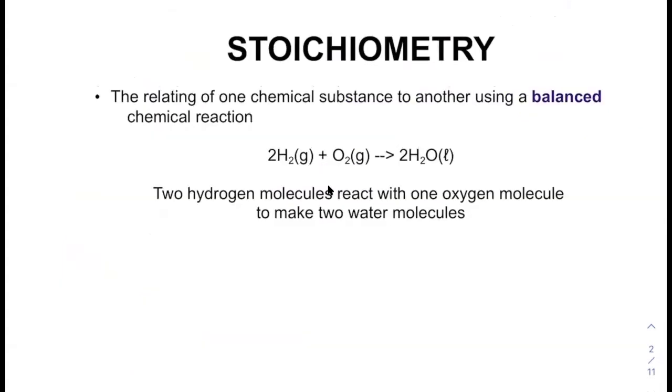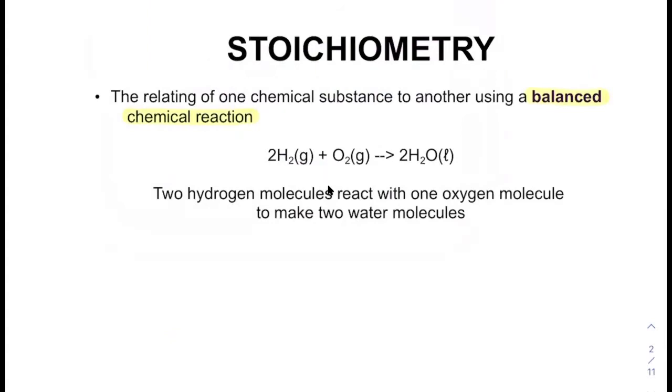So you might be thinking, okay, so what's new? We already know all that. We already learned all that. What we're going to introduce in this chapter is the idea of using the balanced chemical reaction as part of our conversion factor. And so let me show you how we do that.